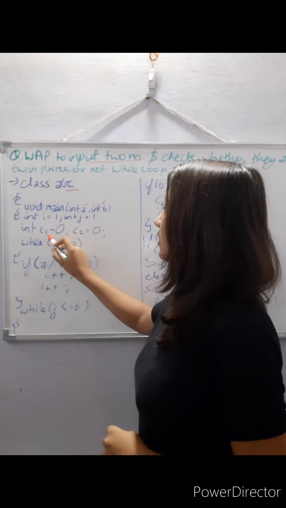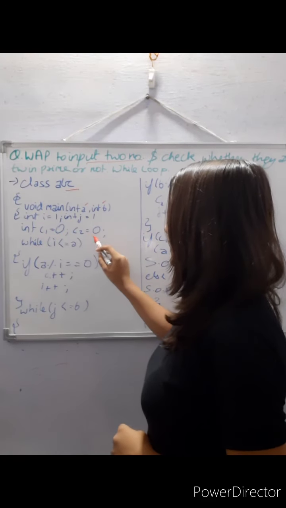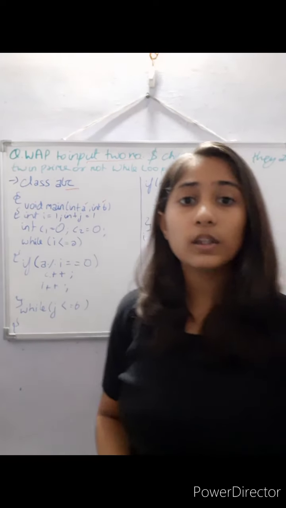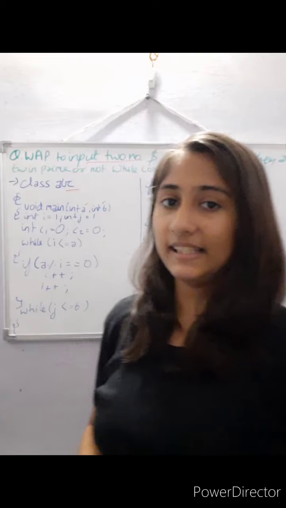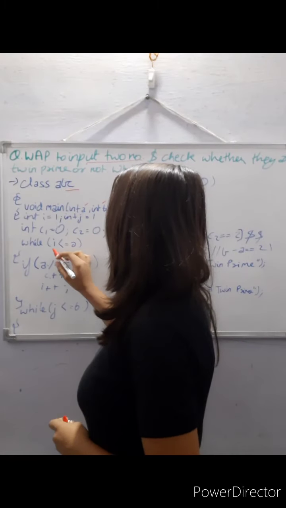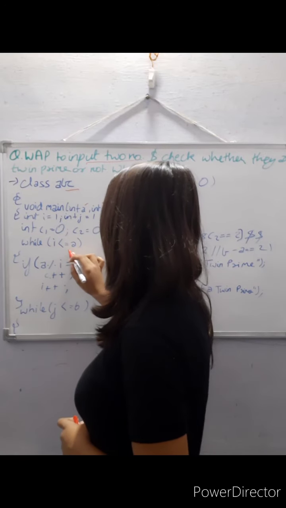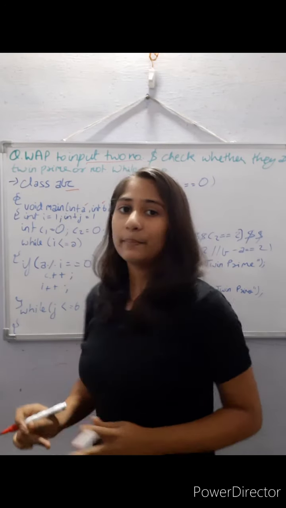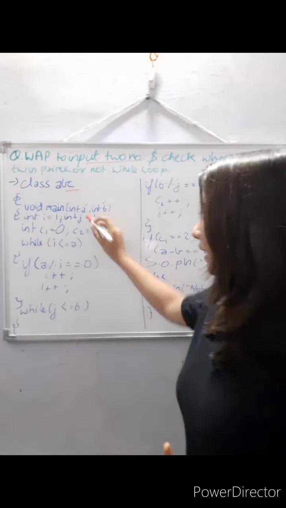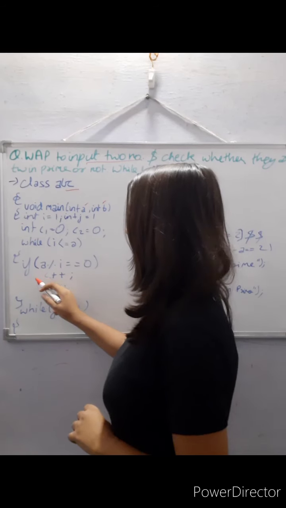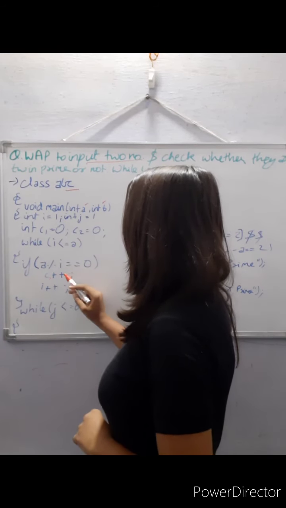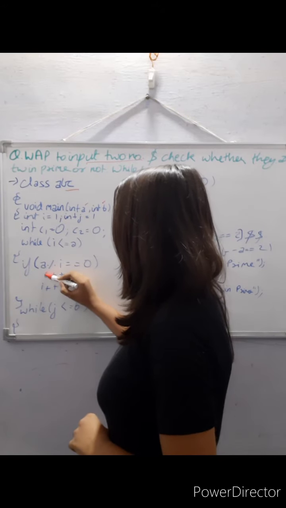Then integer C1, which is counter 1, and C2, which is counter 2, and both are initialized as 0, as we have to count the number of divisors to check whether these numbers are prime or not. Okay, then the first while loop: while I is less than or equal to A. That means for the loop we are running, the number I should be less than or equal to the number A. Then we are going to put a condition that if A modulus I is equal to 0, we are going to count that number in C1.